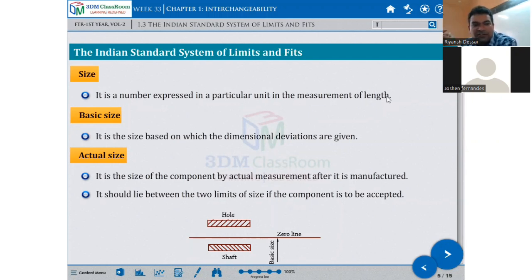That is a size, the basic size. What is the difference between size and basic size? The basic size is the size based on which the dimensional deviations are given.